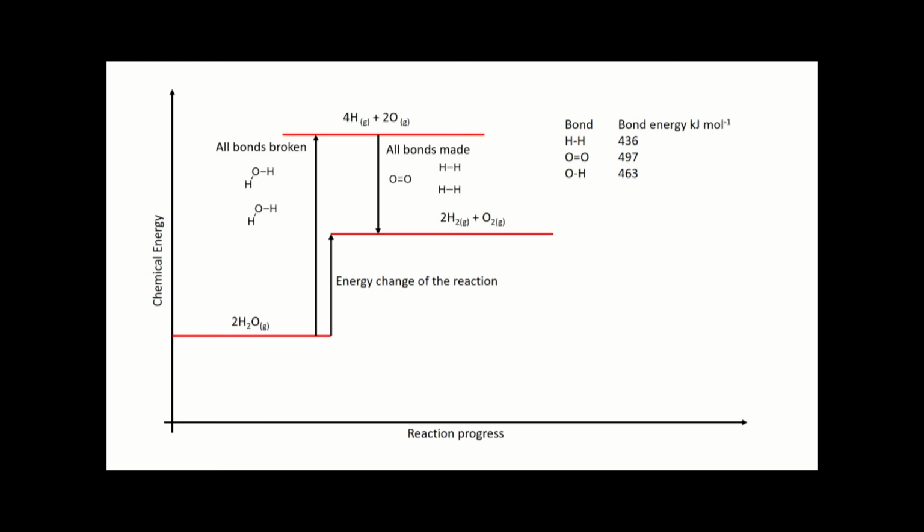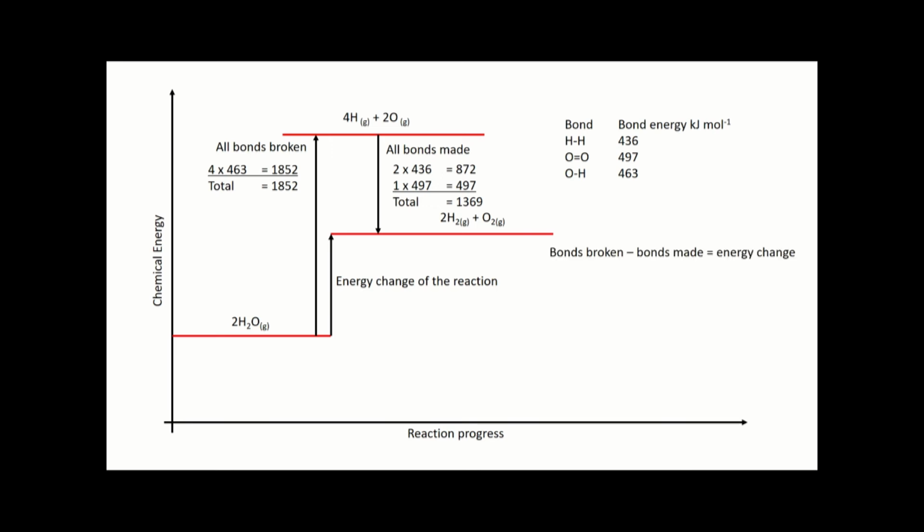We'll just do the calculation. So we're going to get 4 OH bonds on the bonds broken side, and we're going to get 2 hydrogen-hydrogen bonds and 1 oxygen-oxygen double bond on the all bonds made side. So we take the numbers from that and plug them into the equation. 4 times 463 gives us 1852, and that's the total for that side. And then we have the 2 436s, which gives us 872, and then we have 1 lot of 497, which gives us a total of 1369.